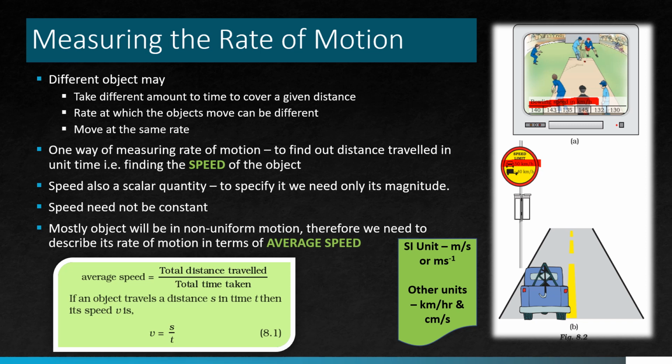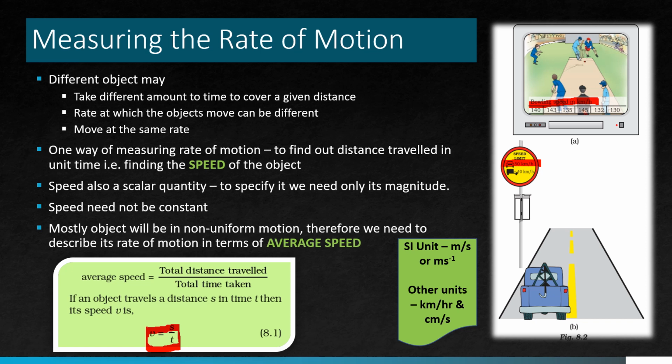So we find a standard formula for average speed here. If we say the distance traveled by an object in time t is s, then the speed of the object, v, small v, we denote speed with small v, is distance traveled by time. So v is equal to distance by time. That is what you have been studying, right? So speed is distance by time.